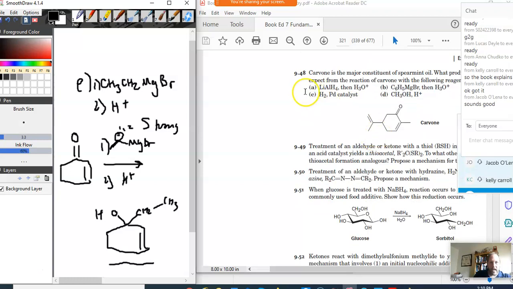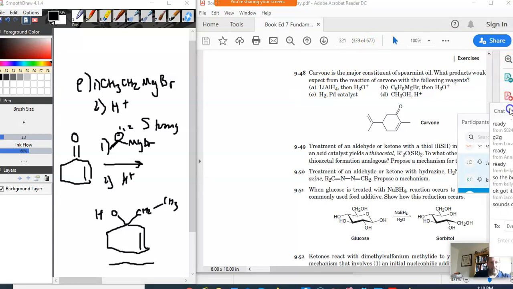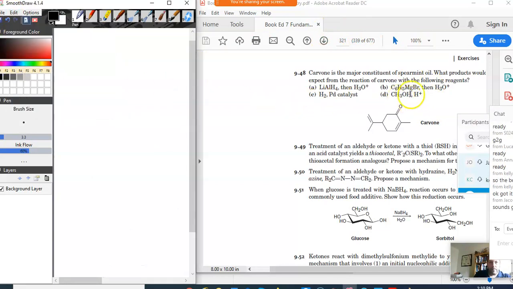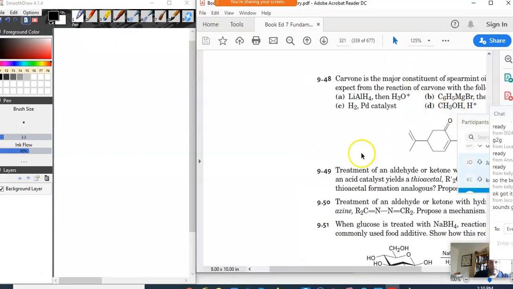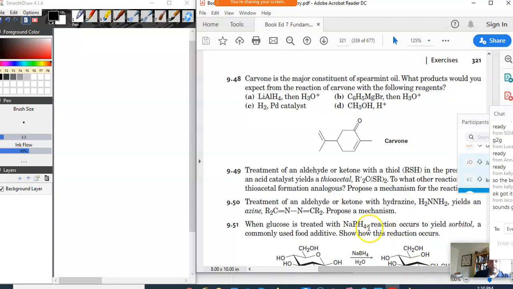You know what? 48 is a good one too, just because there are a lot of different reactions in there. Can you see that all right? Let me make it a little bigger. All right, there we go. 48. So take the structure of carvone. That's the structure of carvone, and then do A through D on it. Do all the reactions.